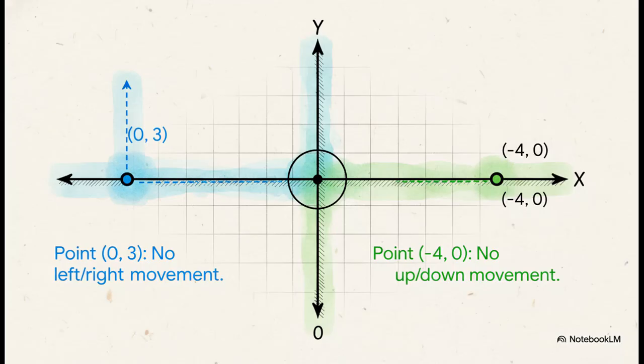So what happens when a 0 shows up in the address? Let's say you have a point like (0, 3). That 0 for x means you don't move left or right at all. You stay put and just go straight up 3. Your point ends up right on the y-axis. It's not in a quadrant, it's on a border street.